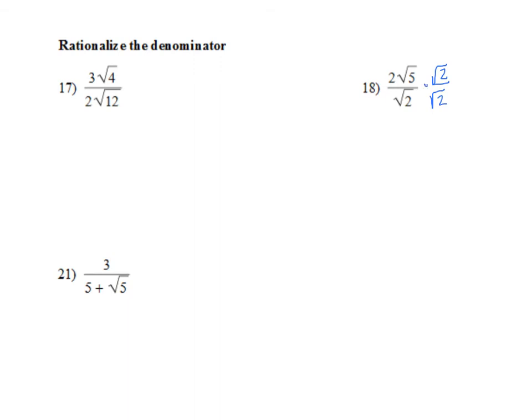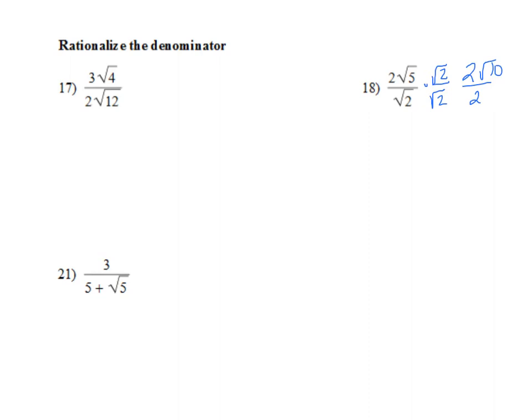When I multiply by that, remember you multiply straight across, so I'm going to end up with a 2, because square root of 2 times square root of 2 is just 2. And then on the top, I'm going to have a 2 square root of 10. So that's your first step, is to multiply by whatever the radical is in the denominator.